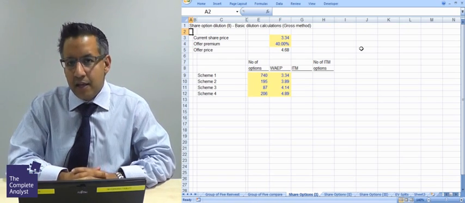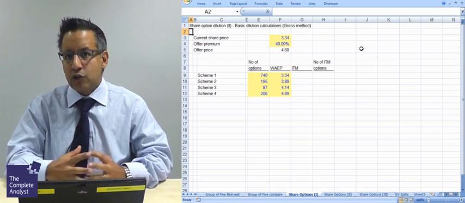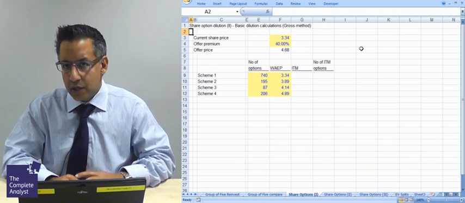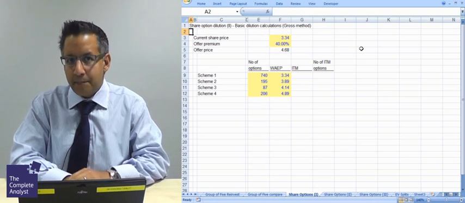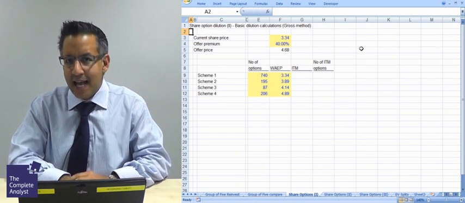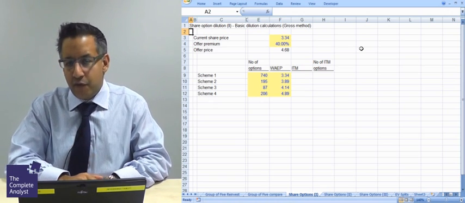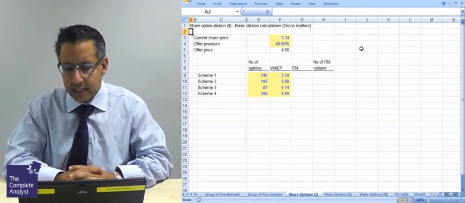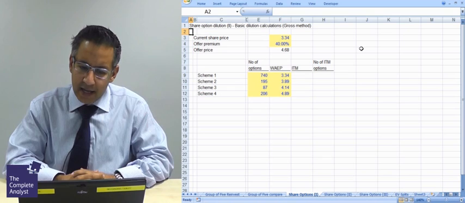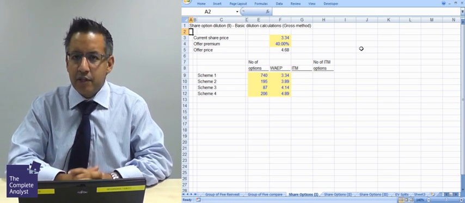Now, obviously, the option at $4.89 has no worth. You would not exercise an option that gives you the right to buy a share at $4.89 because I'm only offering you $4.68. It's not worth you actually exercising that share. But what I want to work out is what are the actual impacts of doing this transaction?